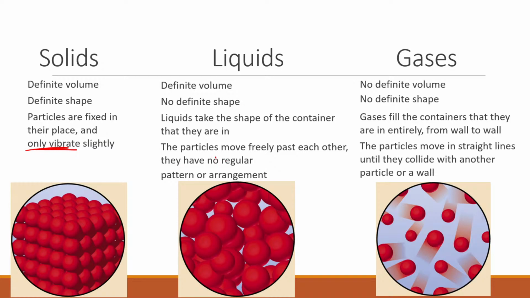The particles, like I just said, move freely past each other, right? They can move in front of or behind or on top of, right? They have free range of motion around each other, and they have no pattern or arrangement.